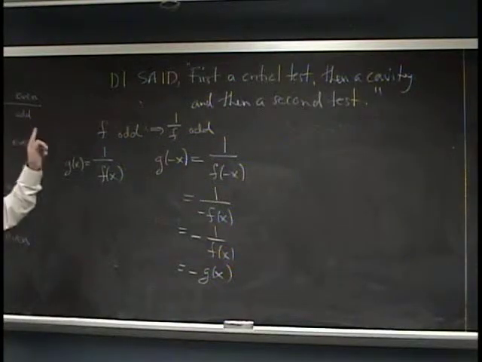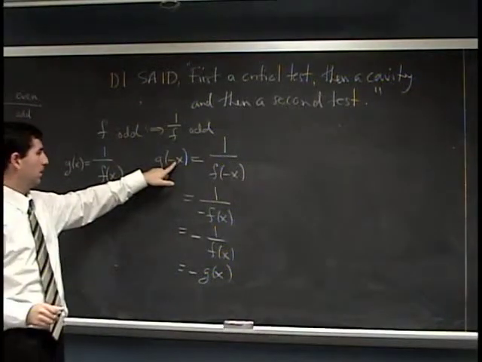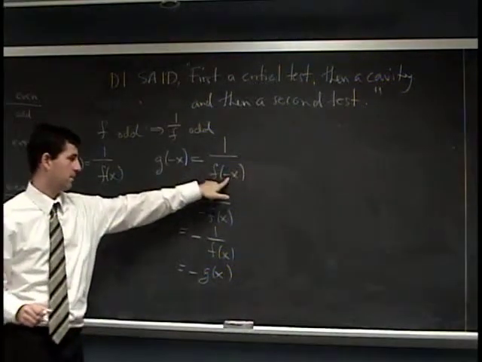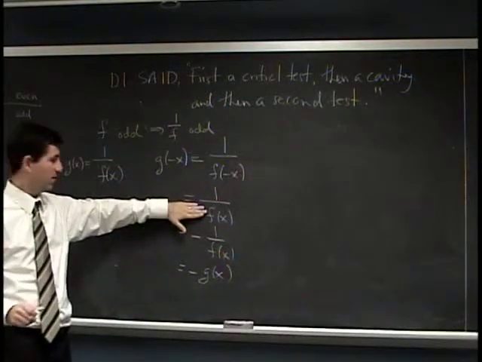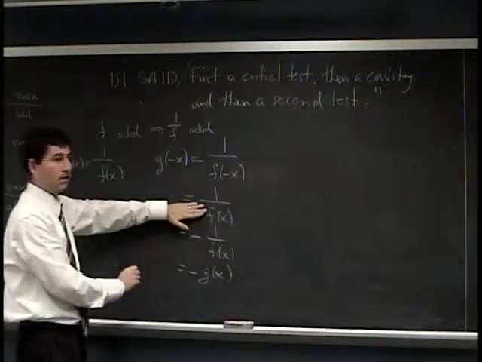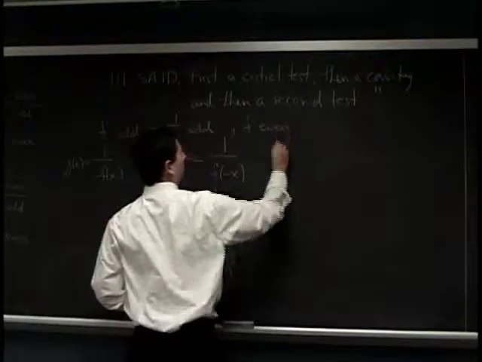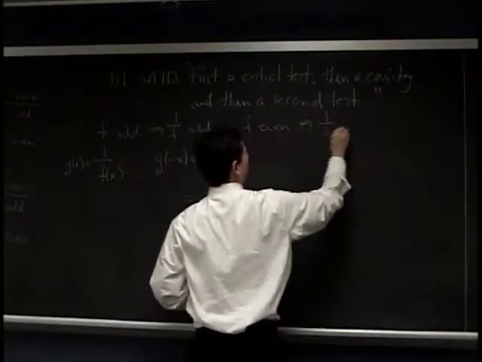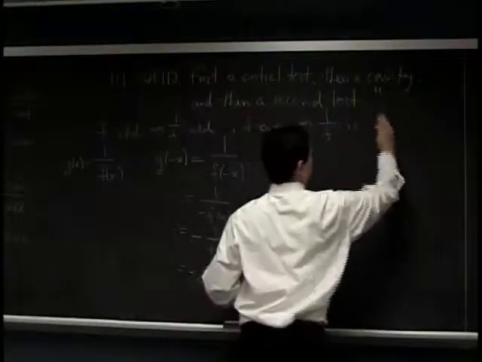What if it was even? Well, minus x in here can become minus x there, and then it's just going to go away, because it's an even function. And so you're just going to get back g of x. So if f is even, this implies 1 over f is even.